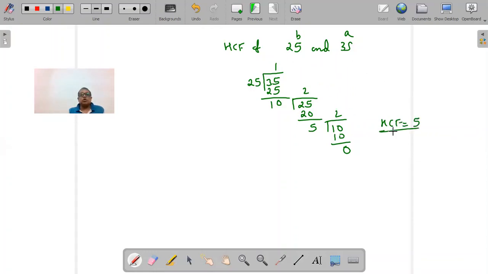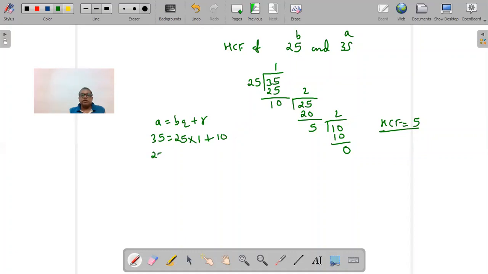So HCF is the highest common factor. Which number goes in 25 and 35? The highest number which goes in 25 and 35 is 5. So this is how we find it. Now we have to write it in this format, A is BQ plus R. So first step, 35 was A, 25 is B. What was the quotient in the first case? 1. And what is the remainder? 10. So this is our first step.